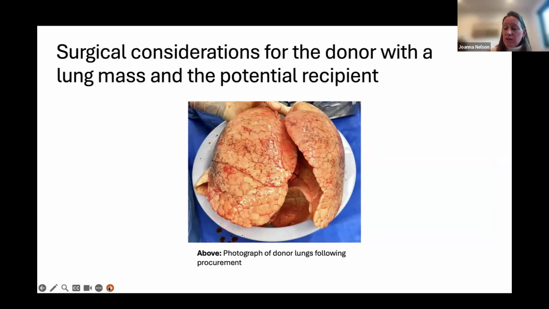So I wanted to pause for a minute to talk about some surgical considerations for the donor with a lung mass and the potential recipient. I'm wondering, Dr. Haney, if you can comment on how you assess lungs for transplant suitability. Sure. Thank you very much for having me. I always enjoy listening to people who are way smarter than me. So, obviously, we have a limited amount of information about these lungs, right? We see them; they don't look particularly anthracotic. They actually look quite good.